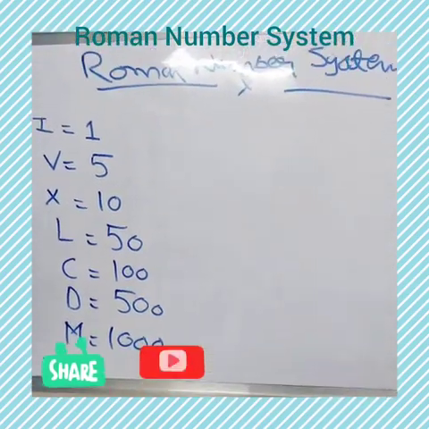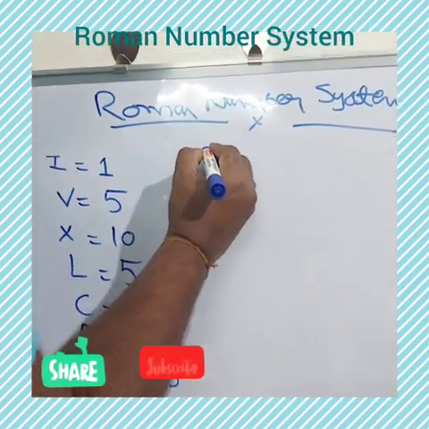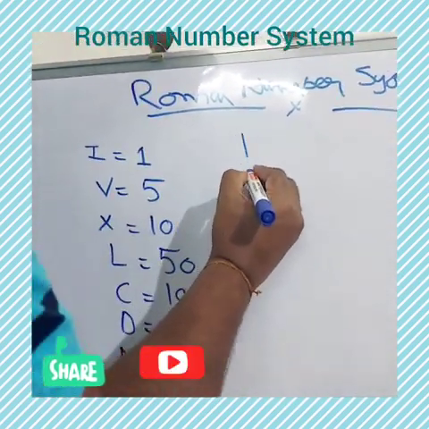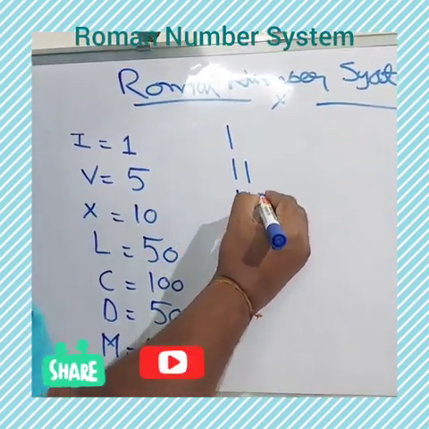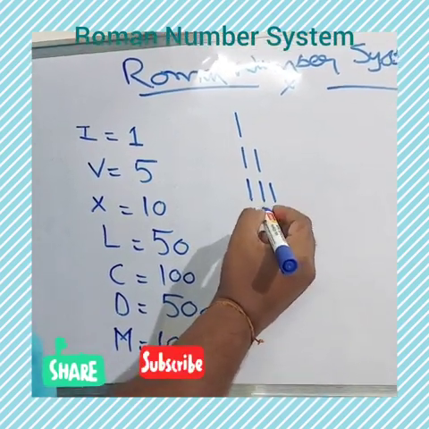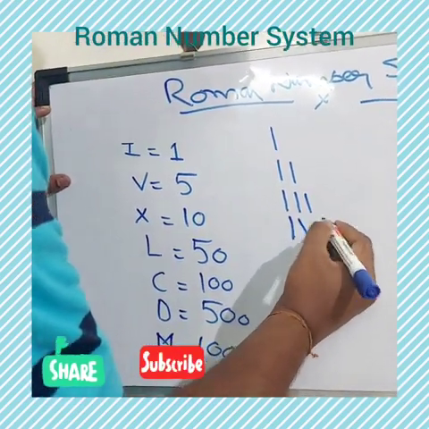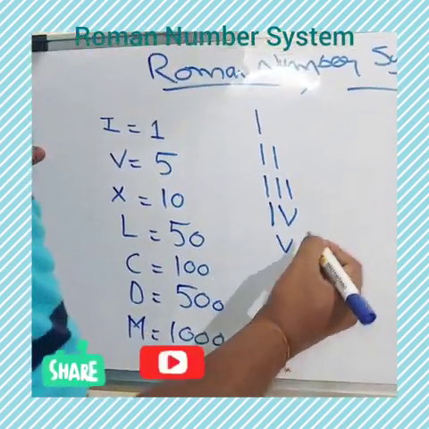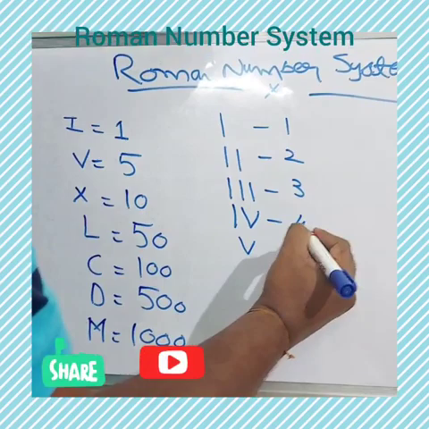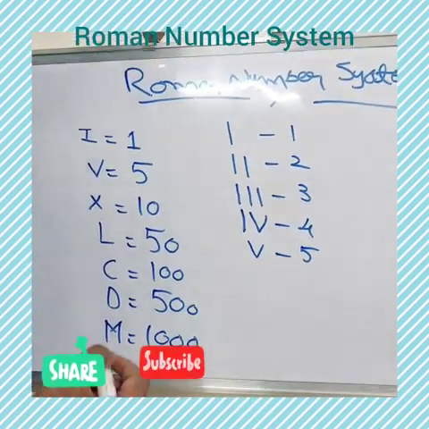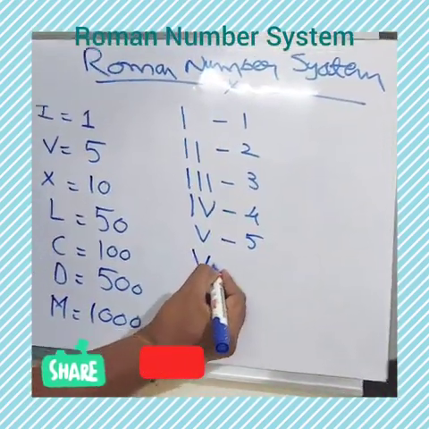Now we will see how to write the numbers from 1 to 10 using Roman numerals. 1, 2, 3, and 4. 4 is 1 less than 5, so you will write IV. And the next one is 5, which is V. And what is the next number? 6, sir, because it is plus 1, so you can write it like this.